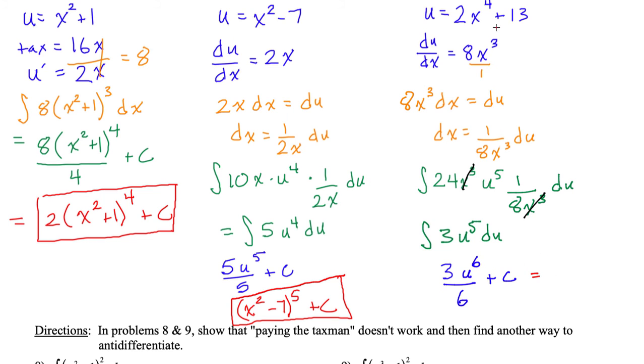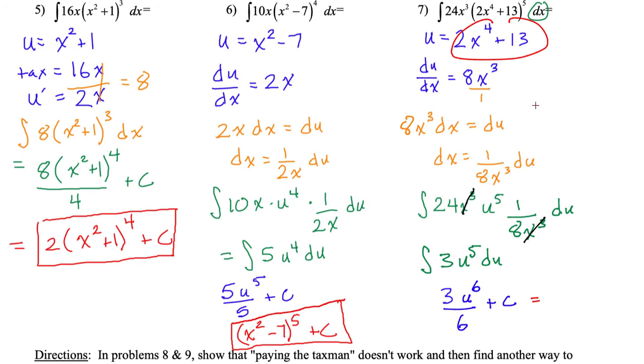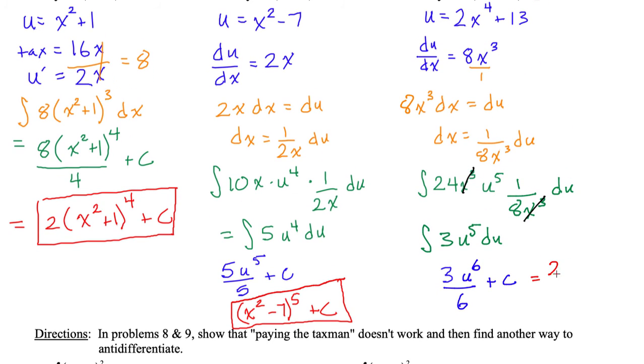With u being substituted back in again, our u was 2x to the power of 4 plus 13. So this is going to be 2x to the power of 4 plus 13, all in parentheses. All of that is still to the power of 6. I didn't make the same mistake. And this is now being divided by 6. Don't forget your plus c. Plus c. Just squeeze it in there.